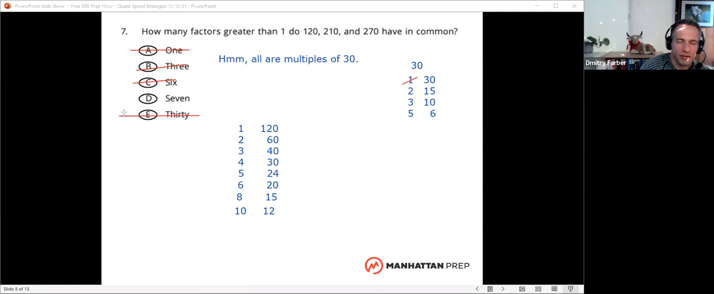And so one way we might get rid of E is it's giant. It's way more factors than I think any of these numbers have. So we've got to stick with D, and we don't have to do all the work. Okay. Any thoughts on that one? Questions?